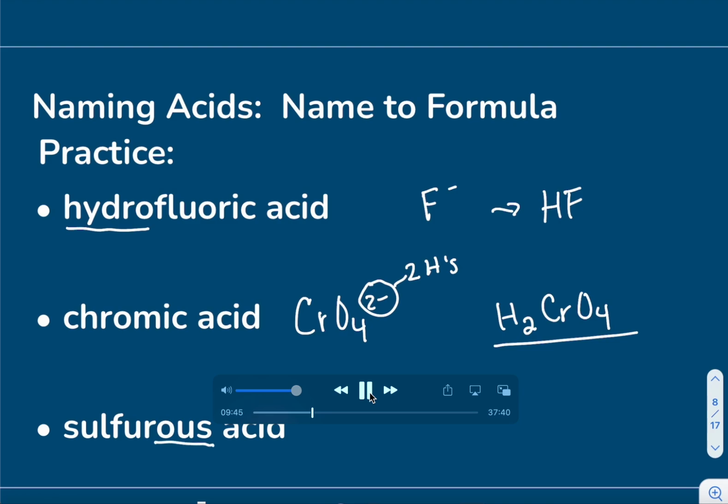Sulfurous is sulfite, which is going to be SO3 2 minus. Remember, this means you have the ITE, so that's why it's not SO4 2 minus. Because this is a 2 minus, we're going to add 2 H's and get H2SO3, and that's sulfurous acid.